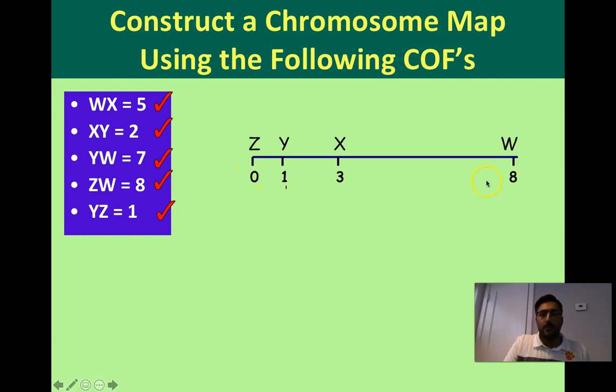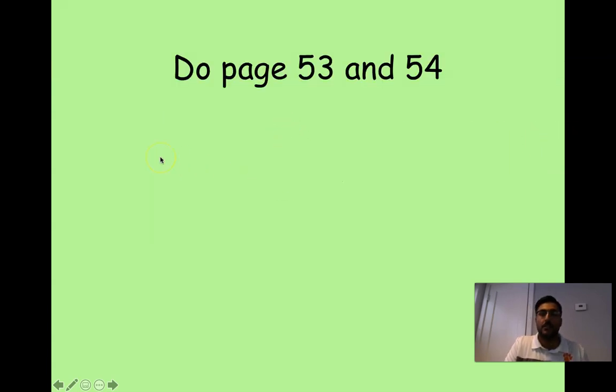Well, Z and W are 8 map units apart. We know that. Z and Y were only 1 map unit apart. Well, it says that X and Y should only be 2 map units apart, and that's correct, right? Between Z and X, it's 3 map units. Y is only 1 map unit away from Z, therefore the space between Y and X should be only 2 map units. Y and W should have 7 map units between them, and again, this makes sense. If it's 8 map units between Z and W, then it should only be 1 less than 8 map units away from Y and W, which is 7, which makes sense.